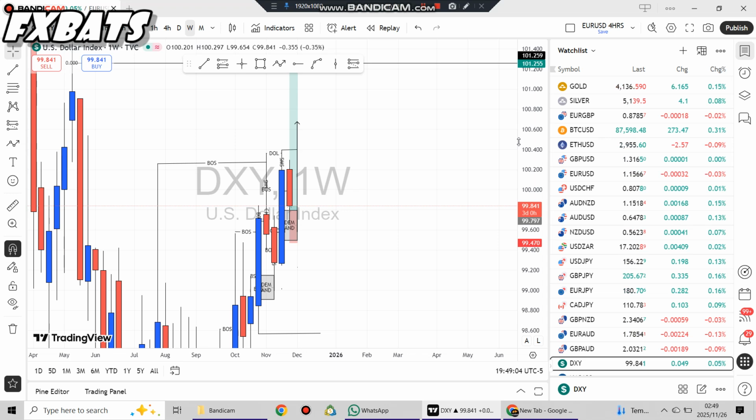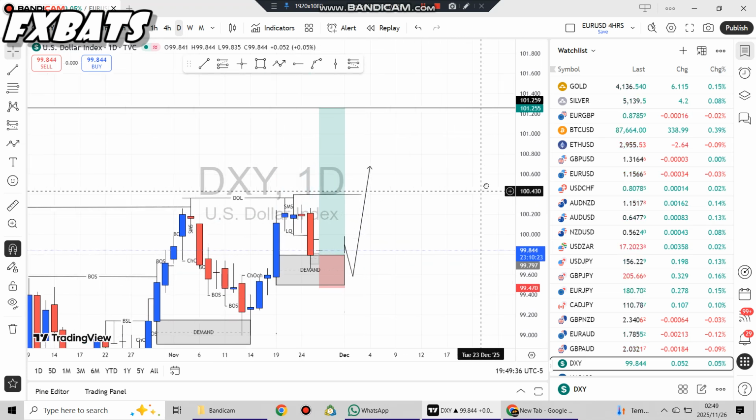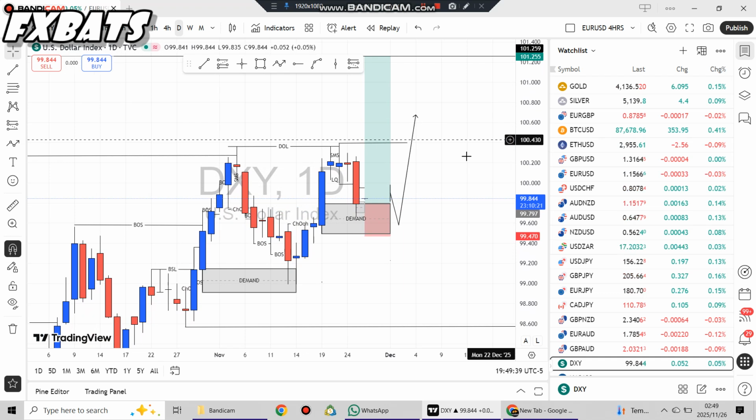As you could see, it has been moving higher as we kept seeing price sponsorship towards the buy side of the curve. So the other week we looked at the weekly context area, which sponsored price towards the weekly swing high. So basically we've been buying the dollar index.